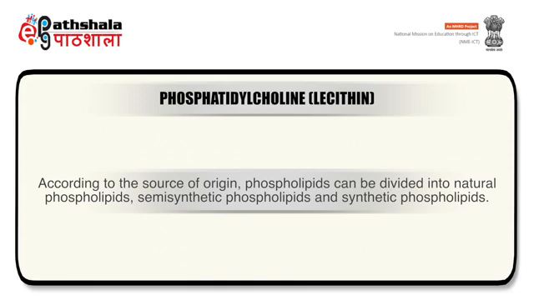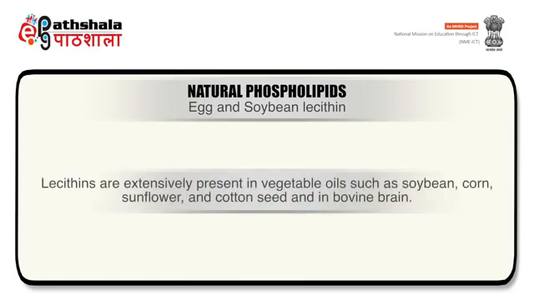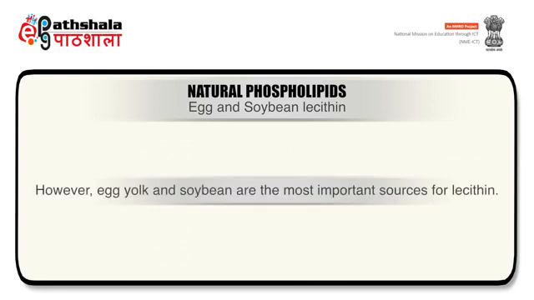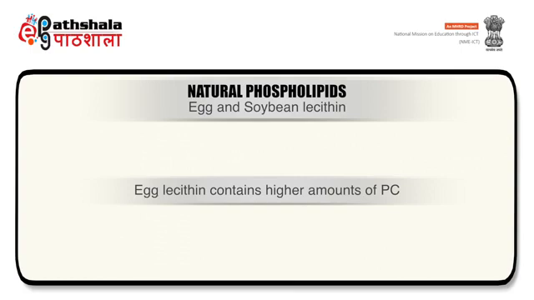According to the source of origin, phospholipids can be divided into natural phospholipids, semisynthetic phospholipids and synthetic phospholipids. We will now delve in brief into all three. 1. In natural phospholipids, we will discuss egg and soybean lecithin. Lecithins are extensively present in vegetable oils such as soybean, corn, sunflower and cottonseed and in bovine brain. However, egg yolk and soybean are the most important sources of lecithin. Egg lecithin and soy lecithin are different in terms of contents and species. Egg lecithin contains a higher amount of PC.